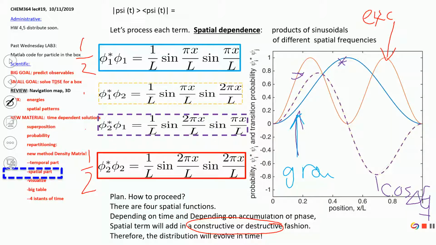Therefore, adding them together will give different results at each time step. And this is the reason why you see dynamics. You add these same functions, but their relative proportions are changing.